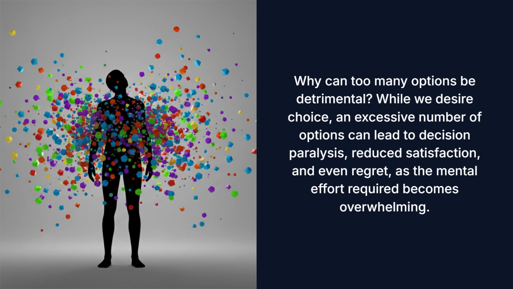When faced with an overwhelming array of choices, individuals may delay decisions, make suboptimal choices, or feel less satisfied with their final selection due to the perceived missed opportunities of the unchosen alternatives. For example, a jam study showed that fewer sales occurred when 24 types of jam were available, compared to only 6.